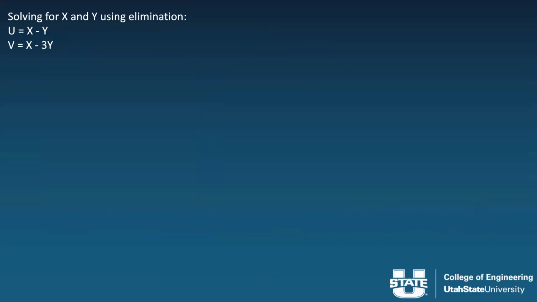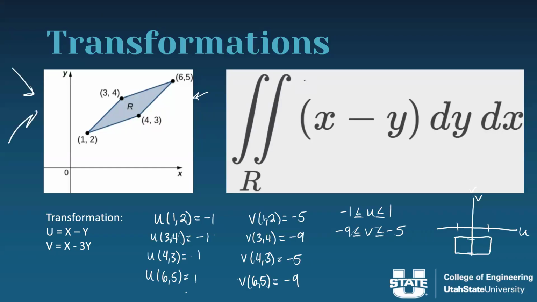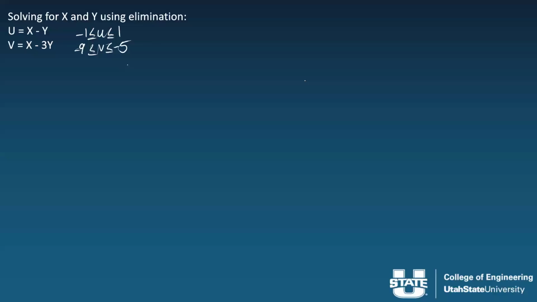So we said our bounds were minus 1 to 1 for u and minus 9 to minus 5 for v. Additionally, the function we're integrating is x minus y, so we can just substitute that for u.